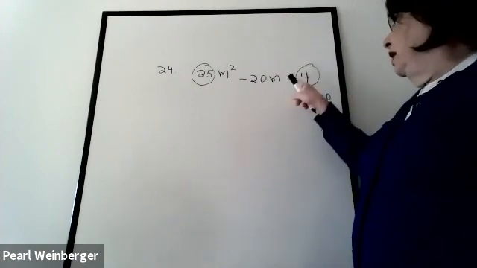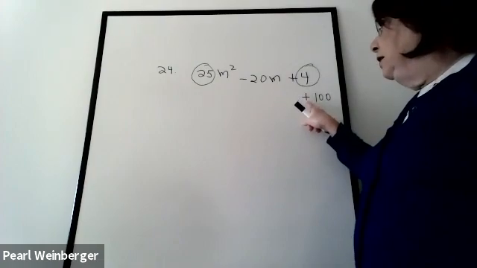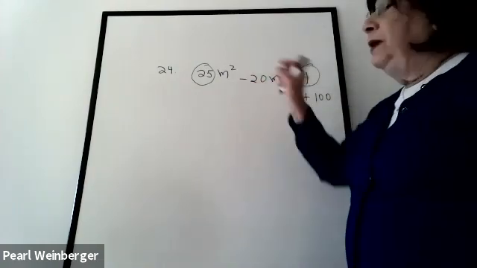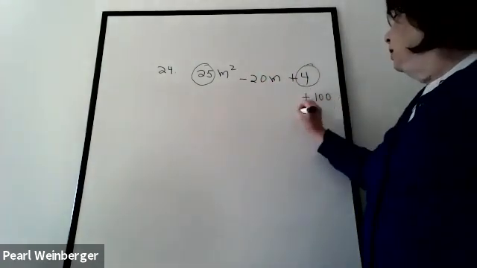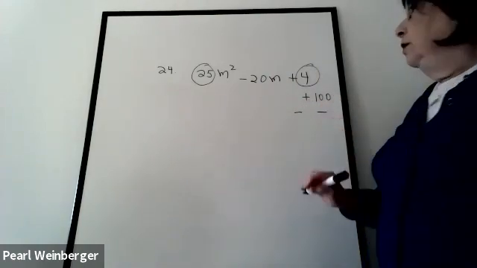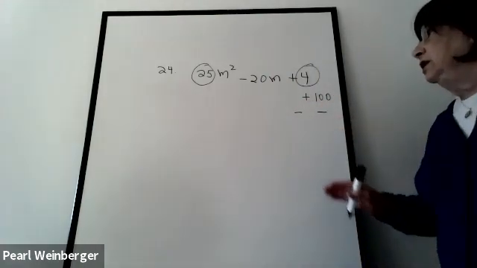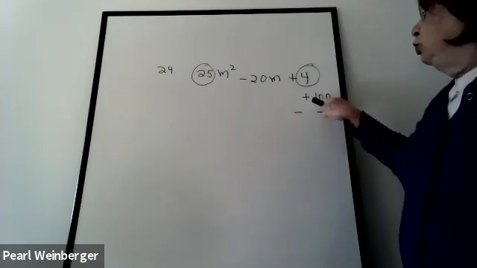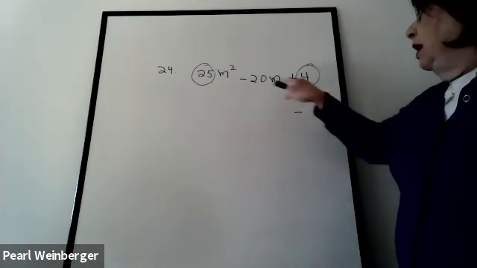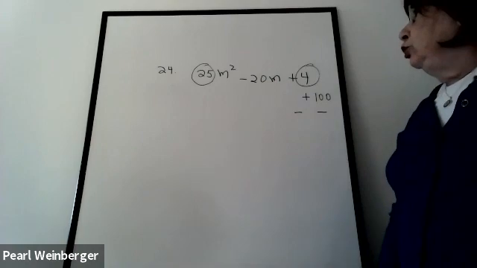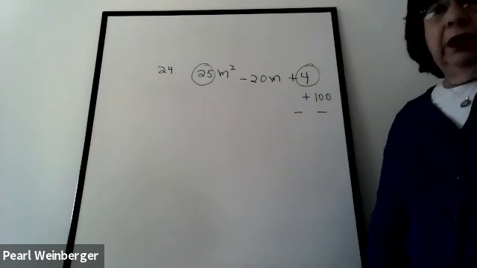And look at the signs. It's positive. They're both going to be the same. The middle being negative means they're both going to have to be negatives. We're going to have two negative numbers. They're going to multiply to 100, and they're going to add to 20.